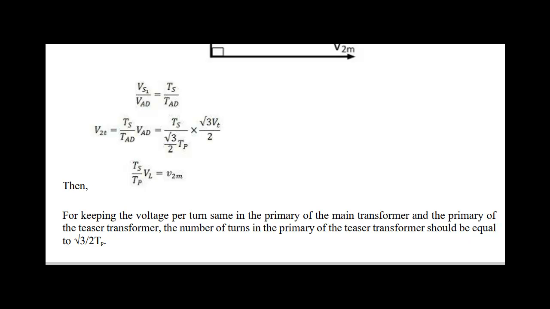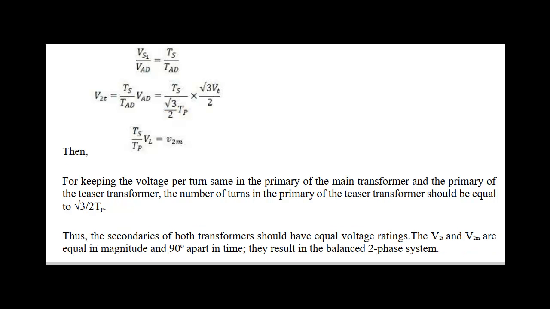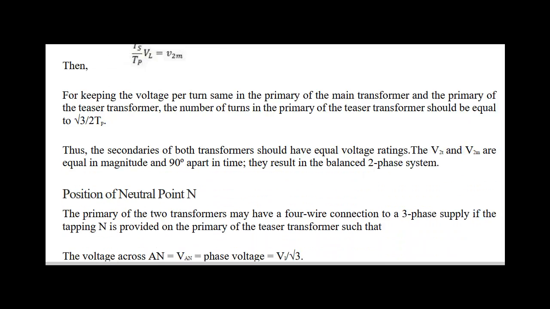For keeping the voltage per turn the same in the primary of the main transformer and the primary of the teaser transformer, the number of turns in the primary of the teaser transformer should be equal to root 3 by 2 Tp. Thus, the secondaries of both transformers should have equal voltage ratings. Then V2T and V2M are equal in magnitude and 90 degrees apart in time. They result in a balanced two-phase system.